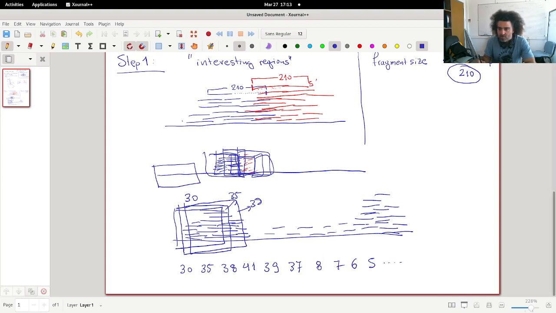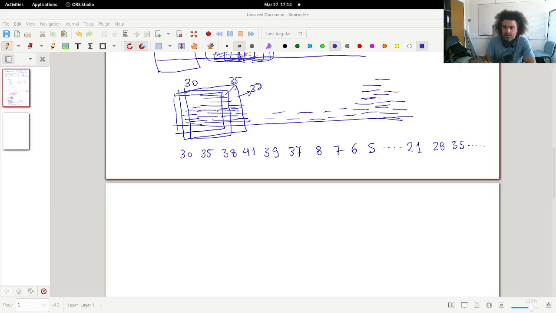Then at some point we start to have again a lot, 21, 28, 35, and so on and so forth. Okay. So if we continue that, we might have a long series of numbers that each one represents the number of reads in such a window.